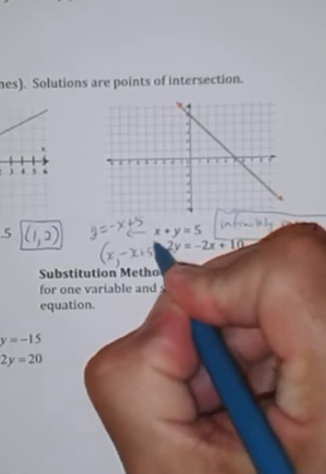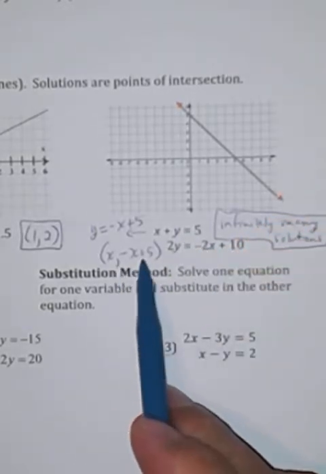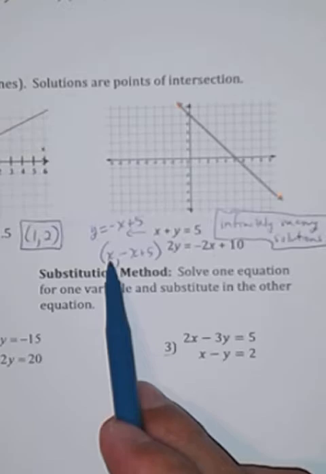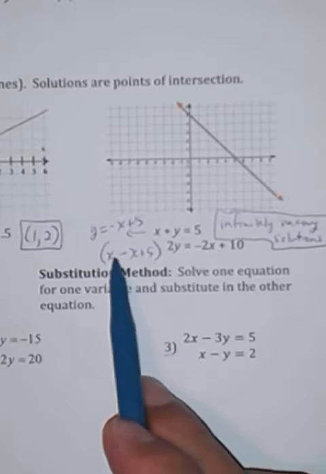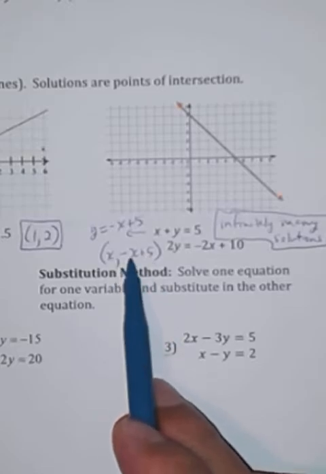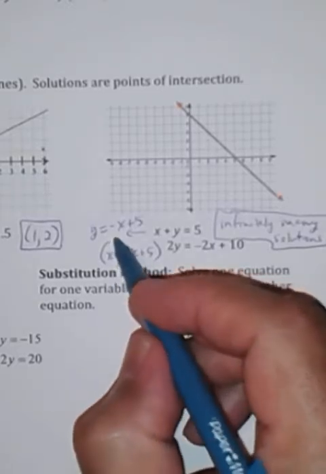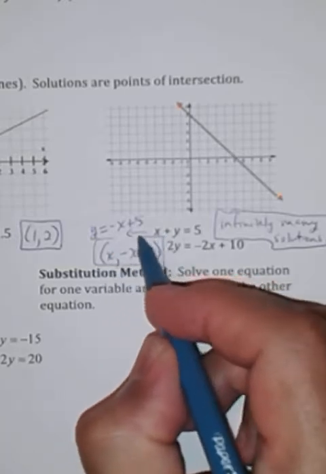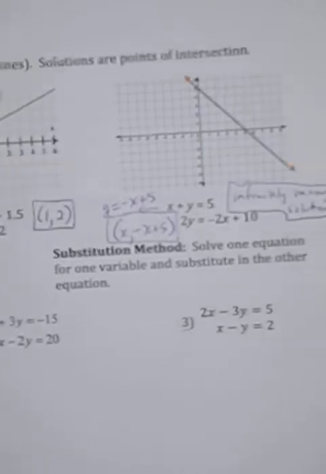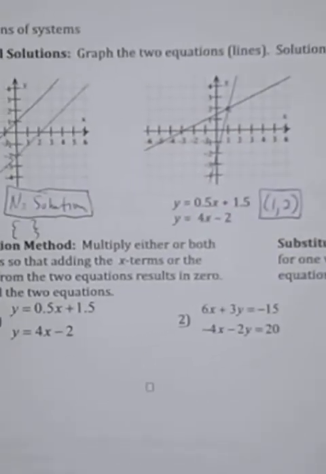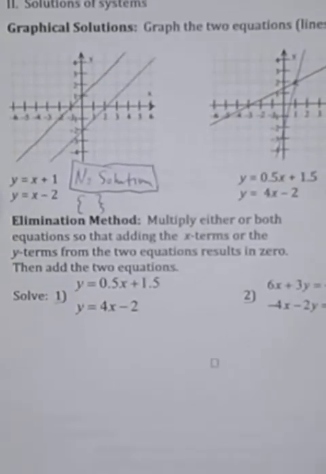What does this do? It allows you to generate any number of solutions that you want for any value of x. Notice if I pick a value of x, like 1, y will be negative 1 plus 5. If I pick x equals 7, y will be negative 7 plus 5, and so on and so forth. I can generate all the different solutions that I want. So those are the 3 possibilities when you see graphs.